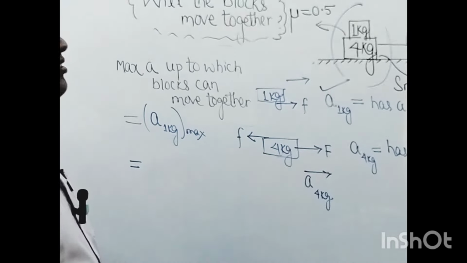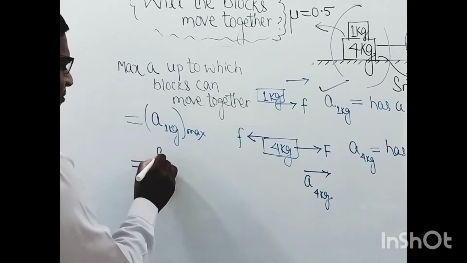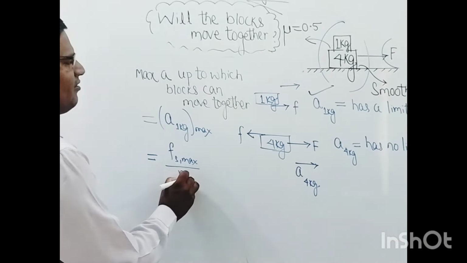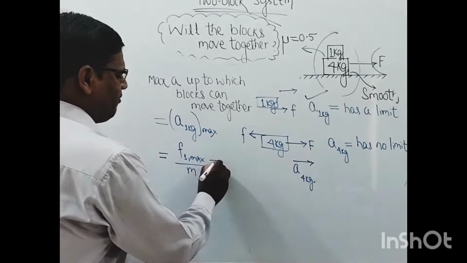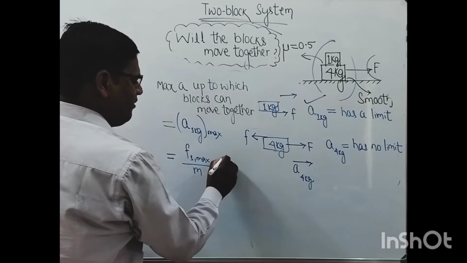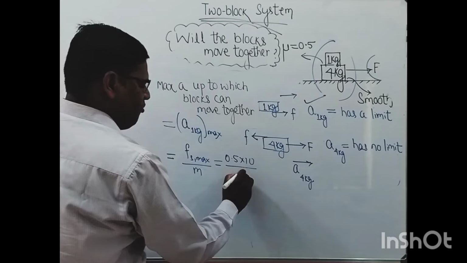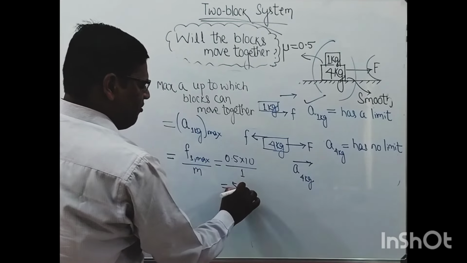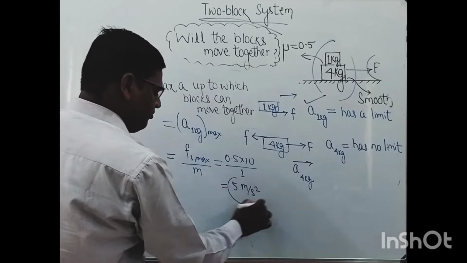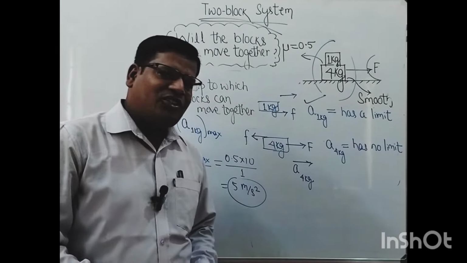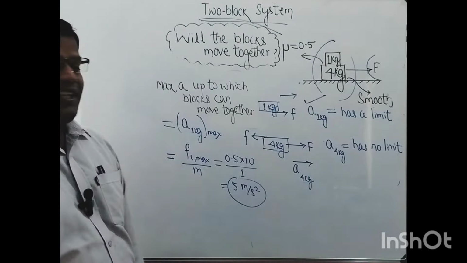What is the maximum acceleration of the 1 kg block? It is the maximum friction on the 1 kg block divided by its mass. How much is that? Maximum friction on that 1 kg block is mu N, mu into N, divided by its mass, that is 1. So this comes out to be how much? 5 meter per second square. So the maximum acceleration with which both the blocks can move together is 5 meter per second square.